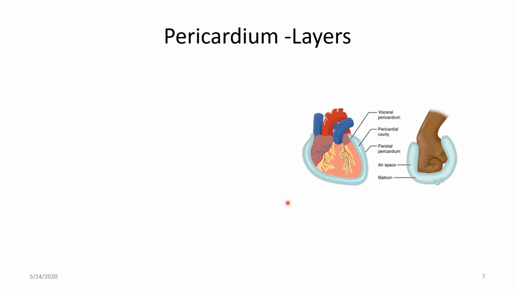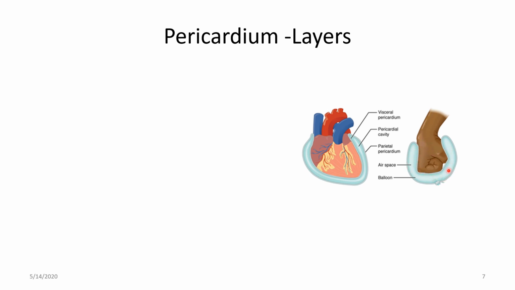Now let us see the layers of pericardium. Before we consider the layers of pericardium, see this picture. The closed fist is pushed into an inflated balloon, and that part of the balloon wall in contact with the fist is the inner layer, and that away from the fist is the outer layer of the balloon, and between the inner and outer layers is the air-filled space.